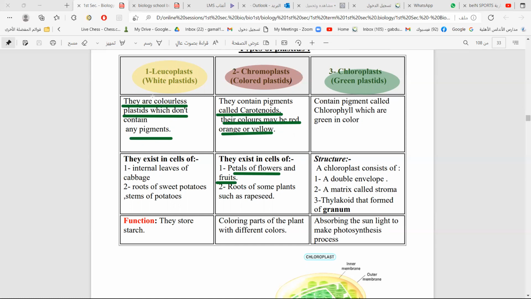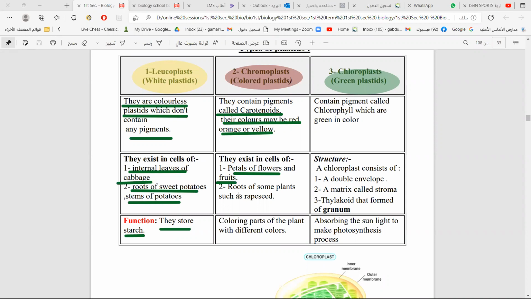But the white plastids, or leucoplasts, are found inside some plant leaves, like the cabbage leaf. They are white because they have no chloroplasts. They are also found in the root of sweet potato and the stem of potato, because their function is storage of starch. They don't have the function of photosynthesis.